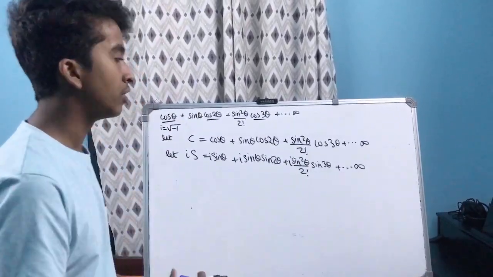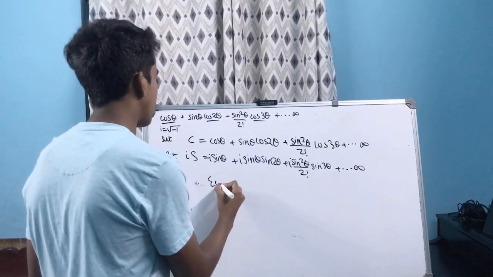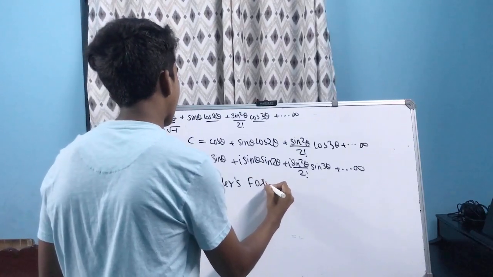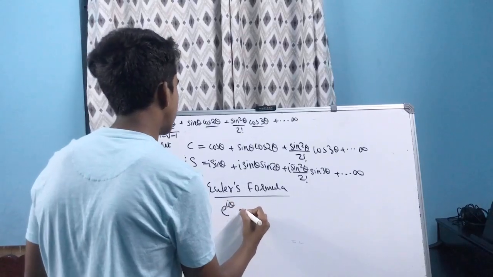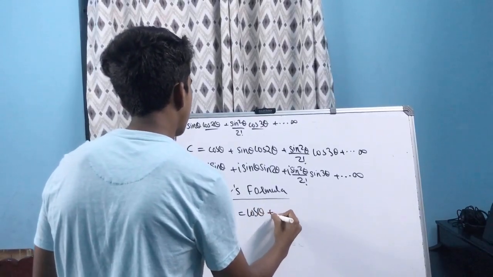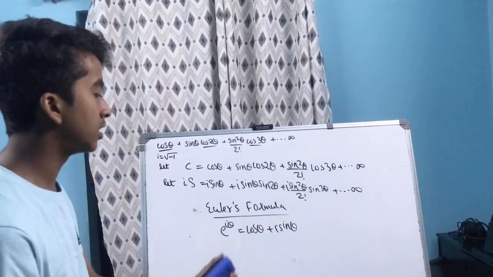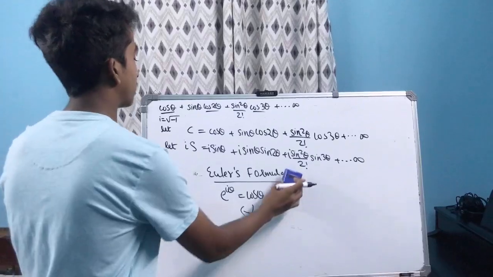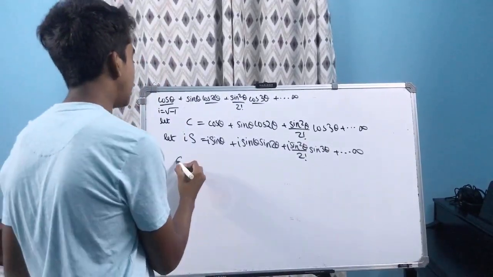Now we'll use a very interesting fact which is called Euler's formula, that is e raised to i theta is equal to cos theta plus i sin theta. So if we have cos theta plus i sin theta, we can write it as e raised to i theta. We will be utilizing this fact when we add these two equations.